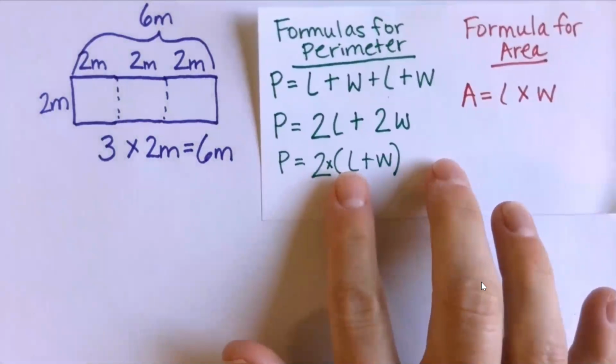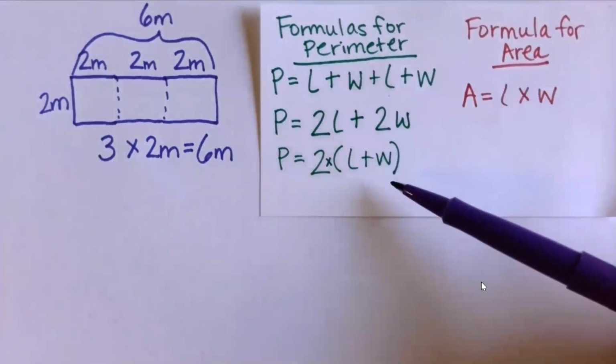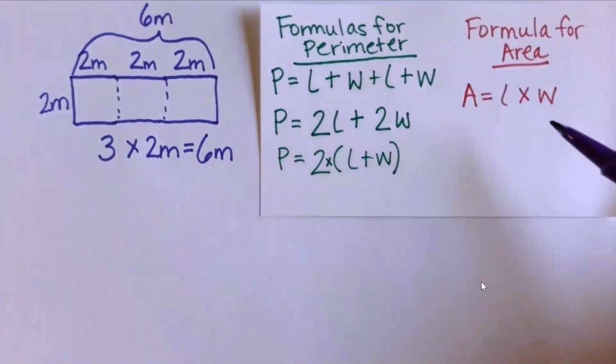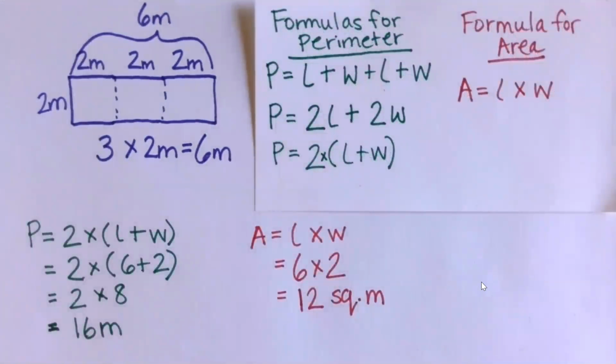Do you remember this chart from our last lesson? Pause the video and use whichever formula you'd like for perimeter to find the perimeter of this rectangle, and use the formula for area to find the area of this rectangle. Then come back and we'll compare our answers. Welcome back. So how did you find the perimeter?